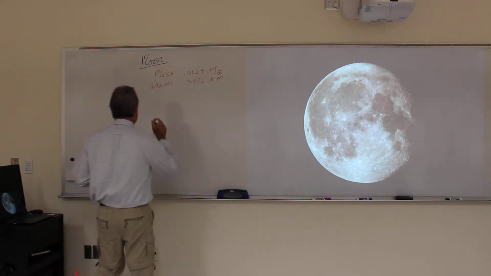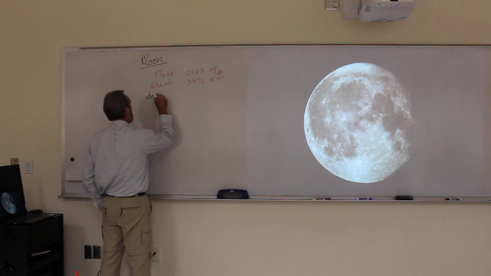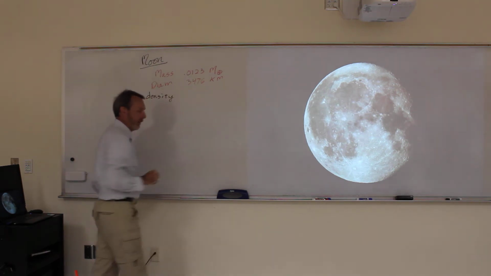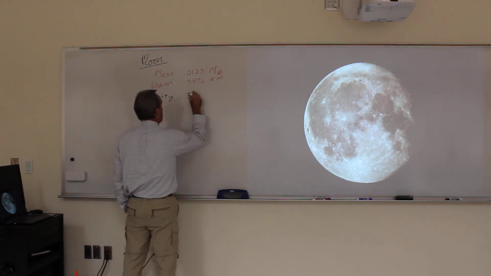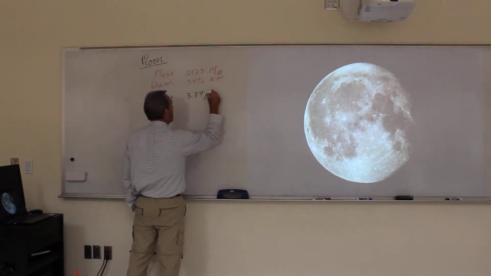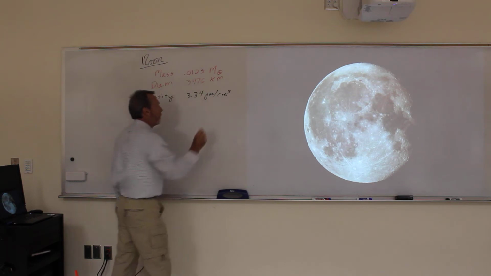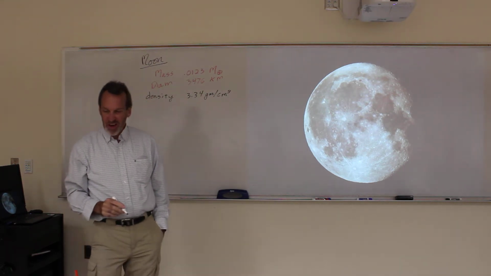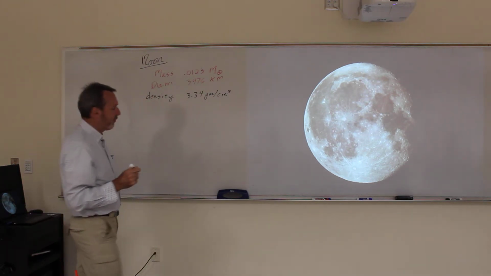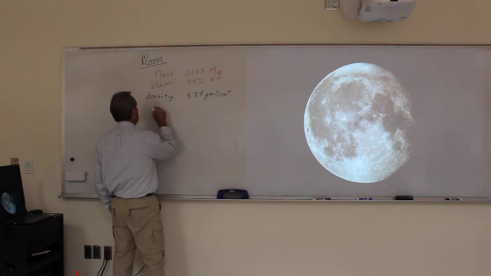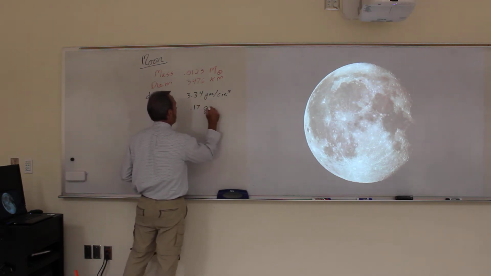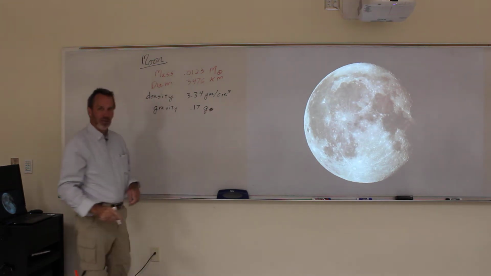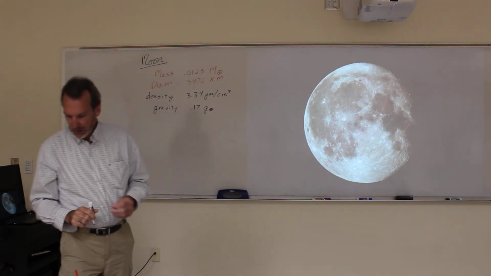Now, its density is lower than the other terrestrial planets, at 3.34 grams per cubic centimeter. Remember, Mercury and Venus were up around 5. We think there's a reason for that. Gravity is 0.17 Earth's gravity, or you weigh about 1/6 what you would here.